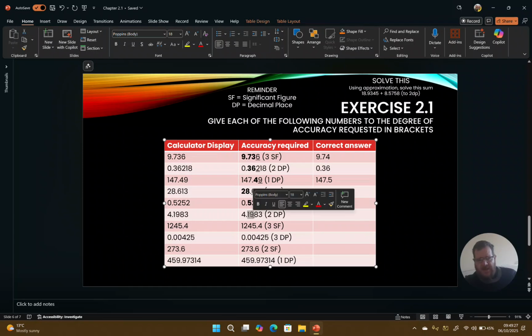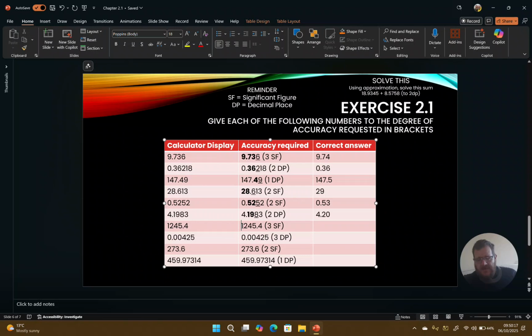The next one we're going to look at is rounding to 2 decimal places. So 4 stays in one place. And then, because this digit here is greater than 5, we're going to round up to 0.20. And I put the 0 in because it then indicates that we've rounded to 2 decimal places.